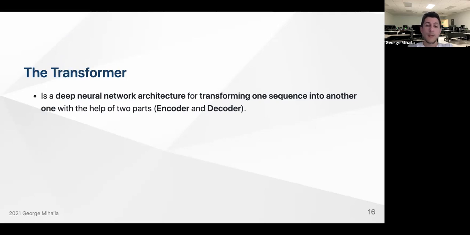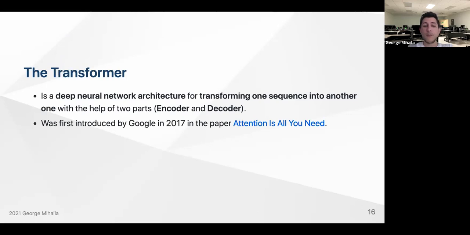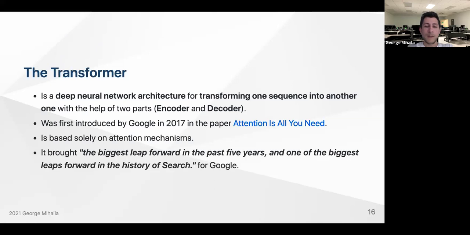And it uses two parts. It has an encoder and a decoder side. More on this later. It was first introduced by Google in 2017, so that's a while ago, in the paper Attention Is All You Need. I definitely recommend you check that paper. The transformers are based solely on attention mechanisms, more on that later. And it brought probably the biggest leap forward in the past 5 years, and one of the biggest leaps forward in the history of search engines. This is what Google said. So it's definitely a huge breakthrough.